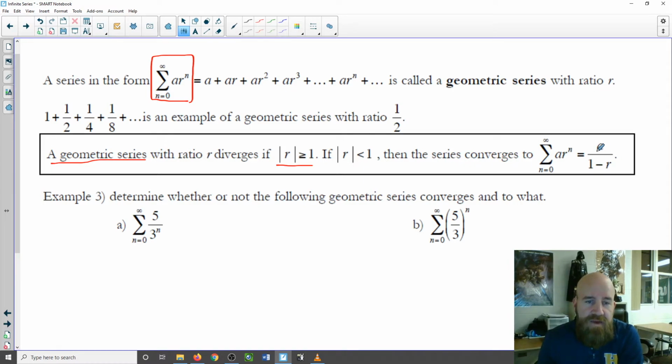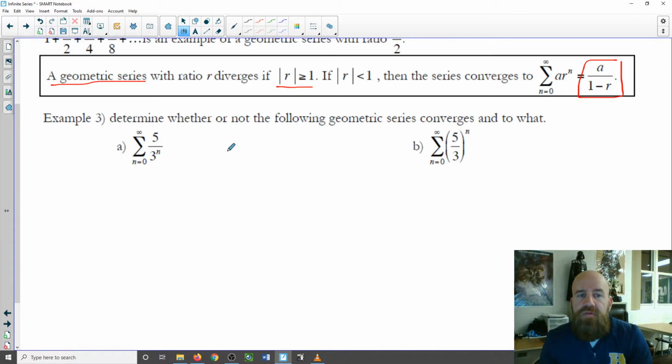And the cool thing is we do know exactly what the series would converge to. We know the value, the outcome of this. It's given by a over 1 minus r. So the a value is that number out front, that constant, and then the r value again is that ratio that we've been multiplying by. So it's the number raised to the variable power. So let's go ahead and take a look at 2 examples here, and we can wrap this up.